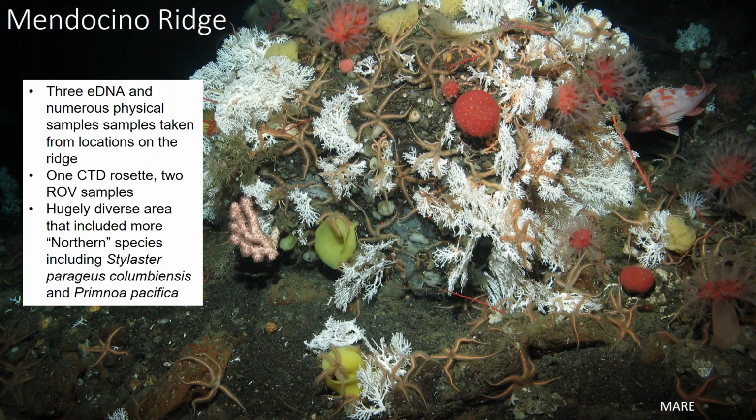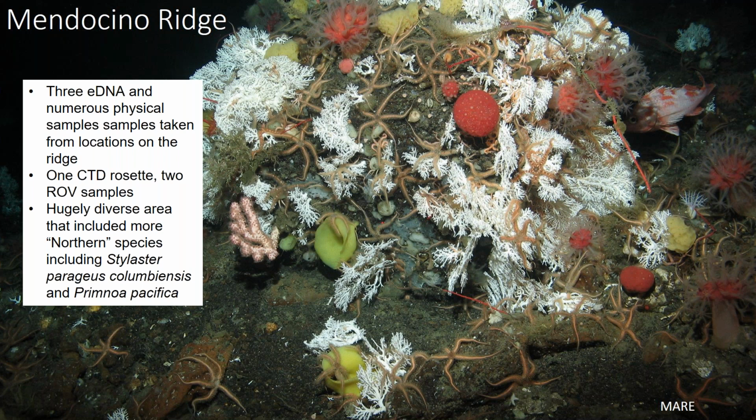The other really exciting site that we surveyed on the 2018 cruise is a site called Mendocino Ridge. This is the site of a new essential fish habitat zone, and this was the first visual survey that had been done with ROVs there. In this case, we took 3 eDNA samples and numerous physical samples.